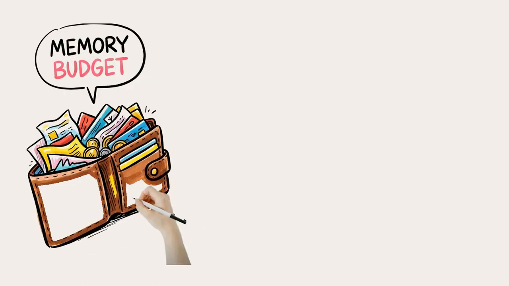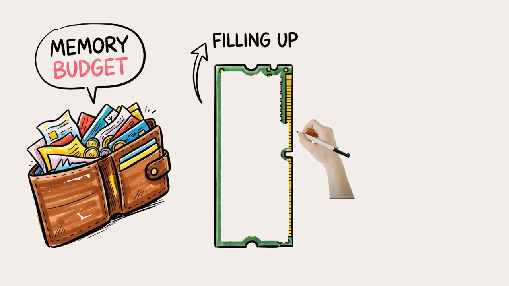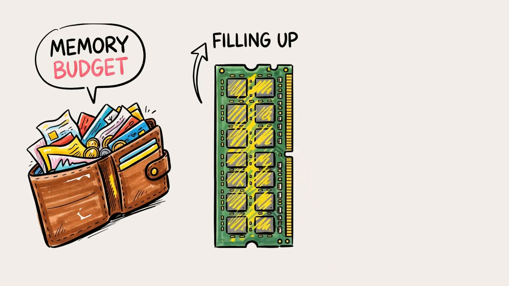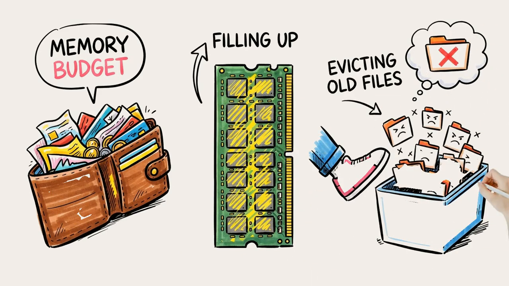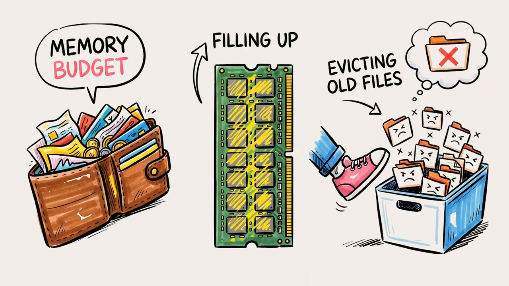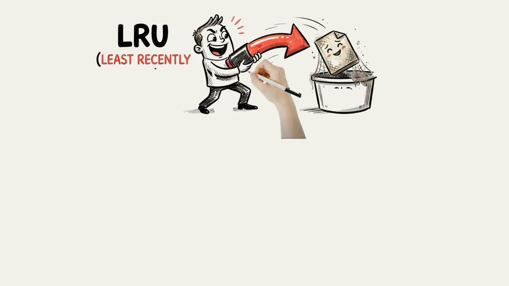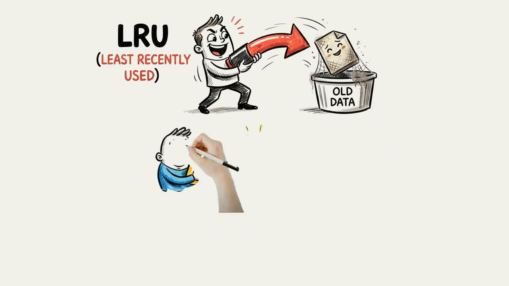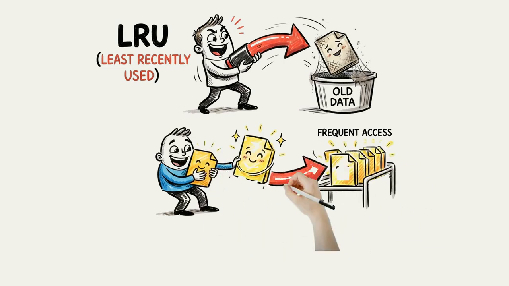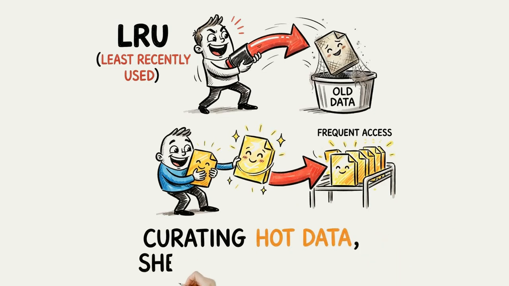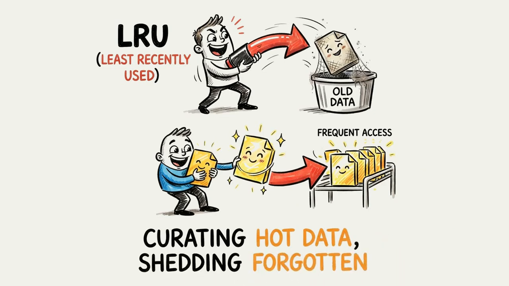Meanwhile, memory itself is a budget. Redis lives in RAM, and RAM fills up. When it does, Redis evicts entries to make room, and you choose the policy. The favorite is LRU, least recently used. Throw out whatever nobody has touched in the longest time. A cousin called LFU keeps whatever is used most often. Either way, the cache quietly curates itself, keeping the hot data and shedding the forgotten.